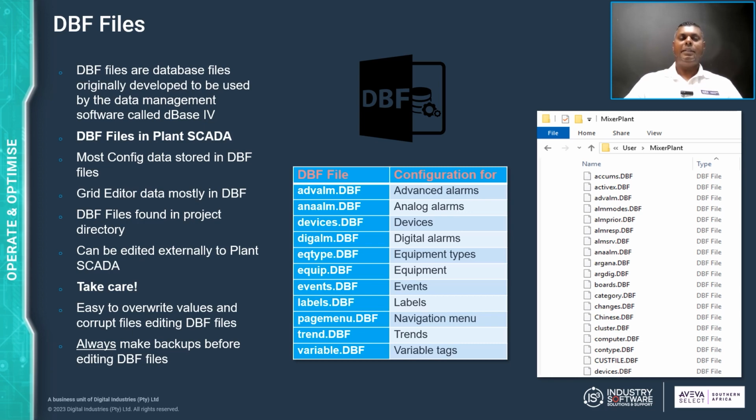There are about 96 DBF files, including language DBFs. These are used for multilingual projects in Plant SCADA. In general, wherever you find data represented in Plant SCADA Studio in the grid editor, that data is being stored in its own DBF file. These DBF files are found in the project directory and can be manipulated external to the Plant SCADA Studio.